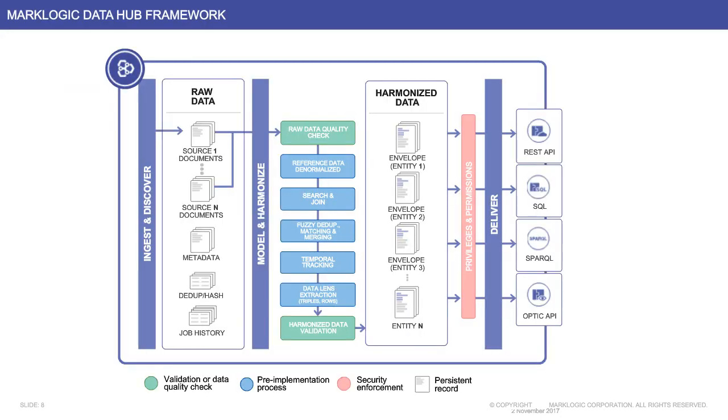Okay, well here's the pattern that I'm going to talk to you about. It's a little bit of a complicated slide here. It's a lot on it, but it's really only got 3 or 4 phases. On the left, we have the ingest and discover phase where we pull it in and we manage the raw data. Hadoop and traditional data lakes are actually pretty good at that. Then the middle phase is modeling and harmonizing the data to get it into the harmonized data form. And then the last couple things on the right are privileges and permissions. That means security, securing the data and delivering the data in various ways.